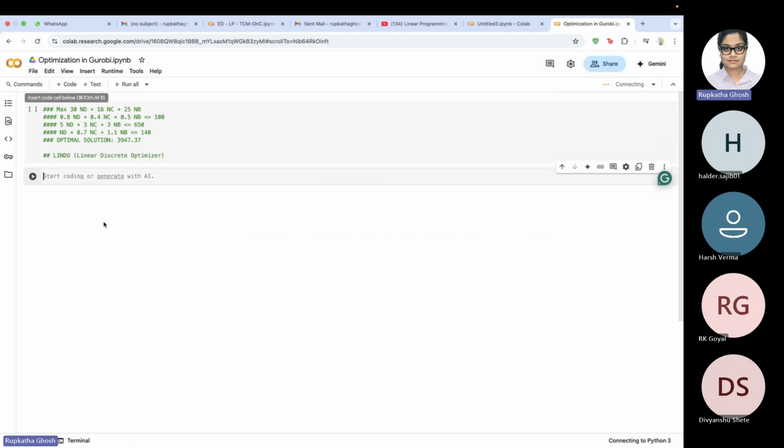Okay. So now we'll start. So do it with me, so that you understand. The first thing that we do is we install a package. And how do we install a package? We basically write pip install gurobipy.